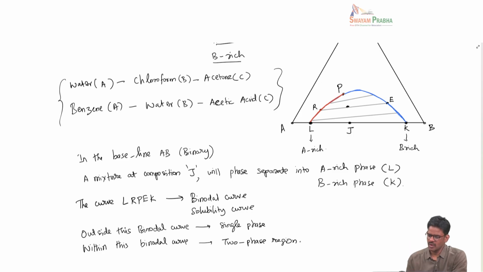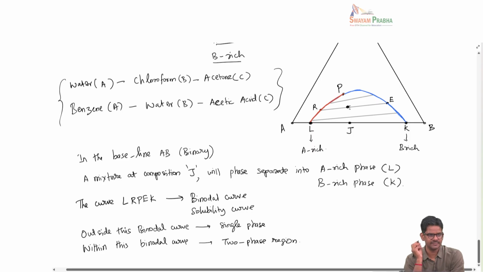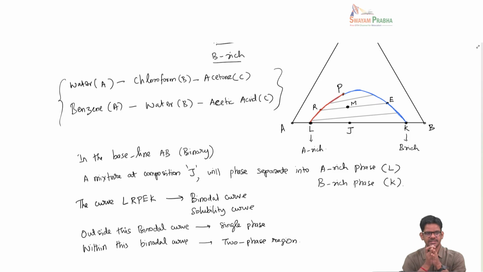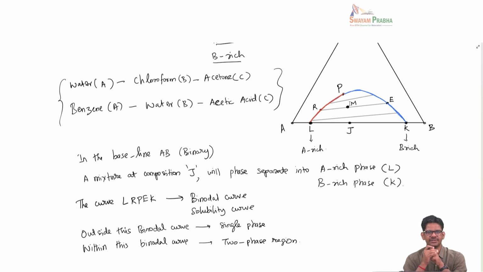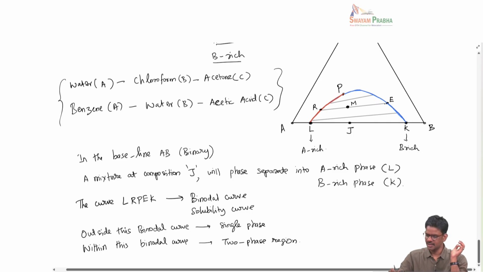Now you can see what happens if I prepare a solution inside this envelope. Okay, so let's say I have point M here. So I mix A, B, C in certain quantities such that the composition corresponds to point M. Okay, so that's the overall mixture composition. However, since this is lying within the binodal, it will phase separate into two equilibrium phases. One that corresponds to R here, another one corresponds to E here.